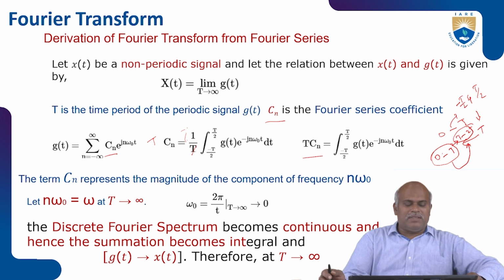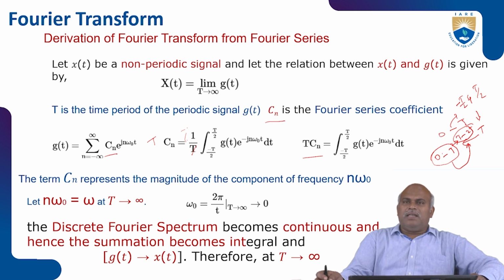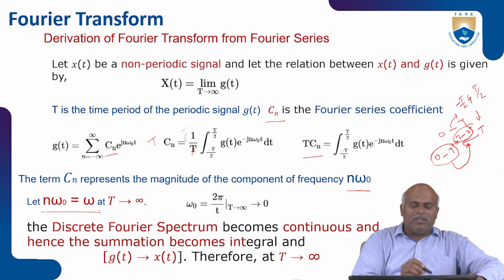In this term, C of n represents the magnitude of the component of frequency. That magnitude of the component of frequency I write for n omega 0. Now, n omega 0 is represented as the frequency coefficient.